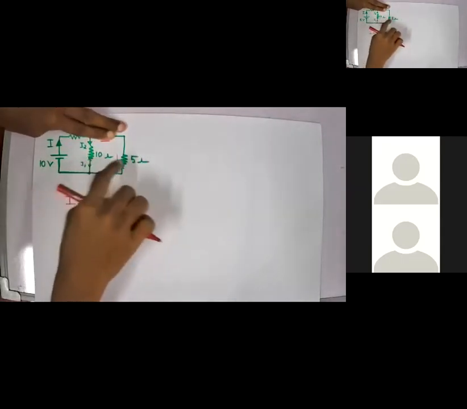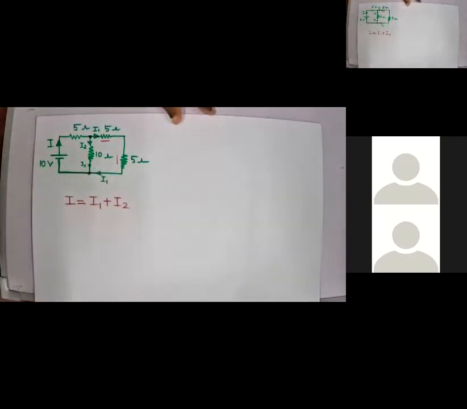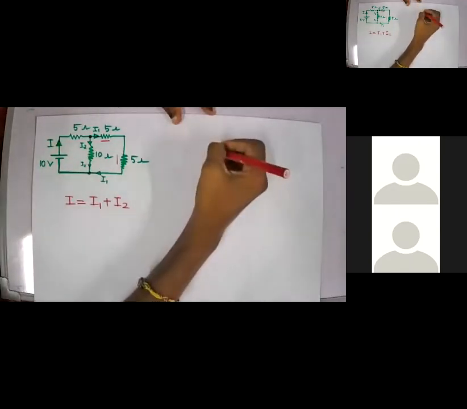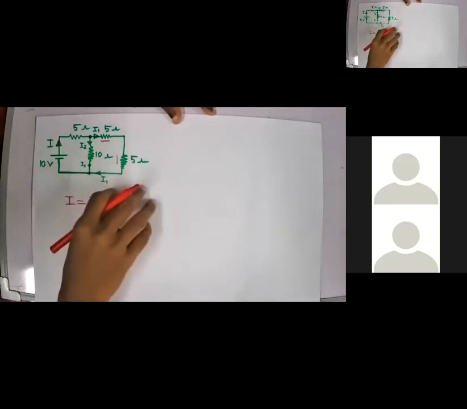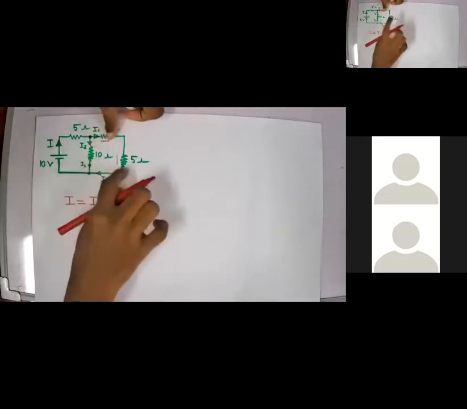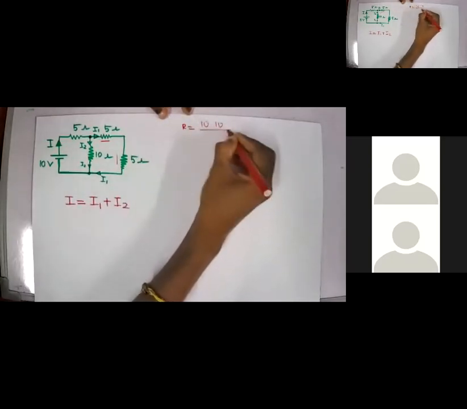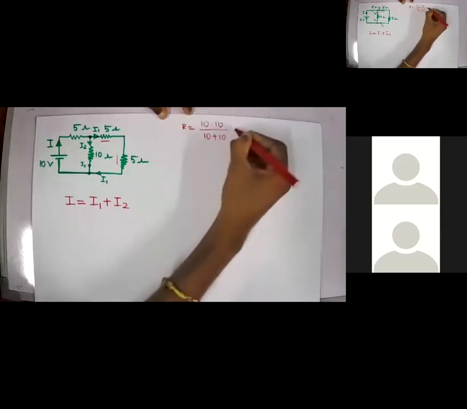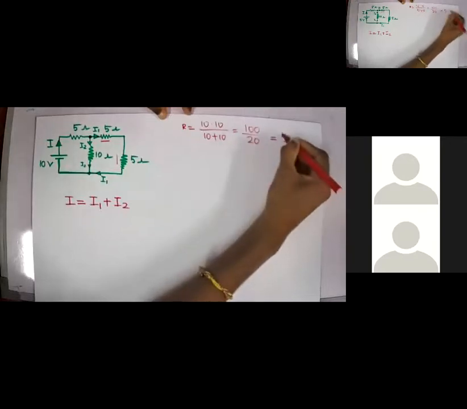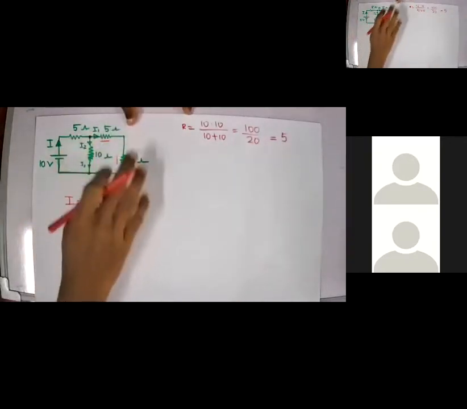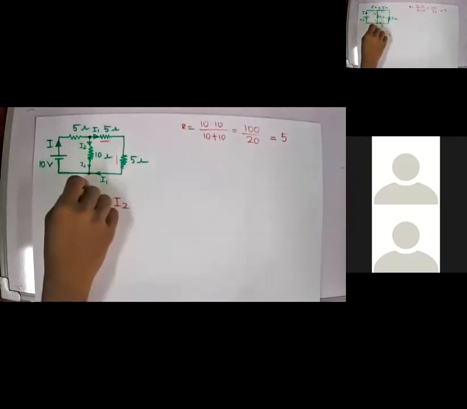Again, this 10 and this 10 are connected in parallel, right? So 10 parallel 10 will be 10 into 10 divided by 10 plus 10. When they are equal resistances, the resultant resistance will be half, right? So it will be 100 divided by 20, which is equal to 5. So the whole resistor network can be replaced by a single 5 ohm resistor.